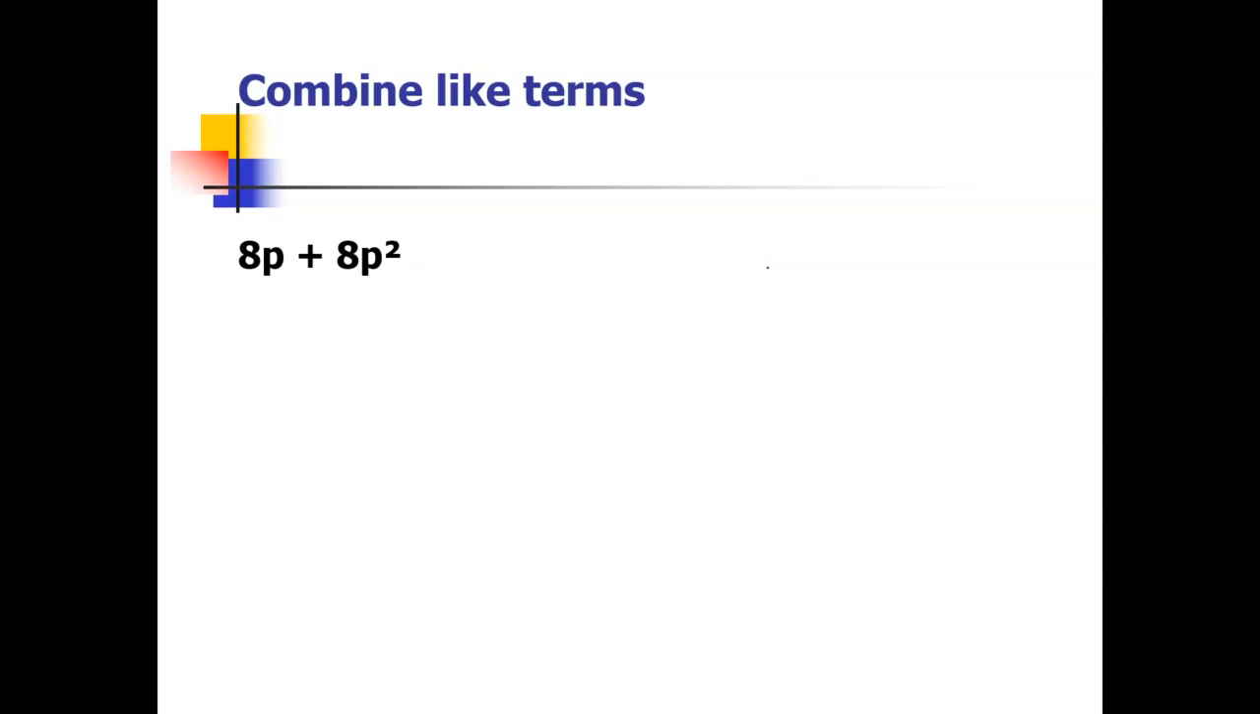Here's another example. 8p plus 8p squared. You have to think before you add to make sure they're like or not. P and p squared. The variable is the same, but the exponents don't match. One has a power of 2, the other has a 1. So this one is unlike terms. Something which is unlike cannot be combined or added.